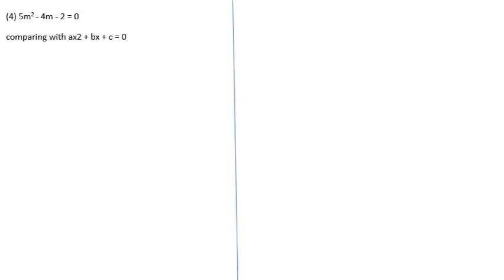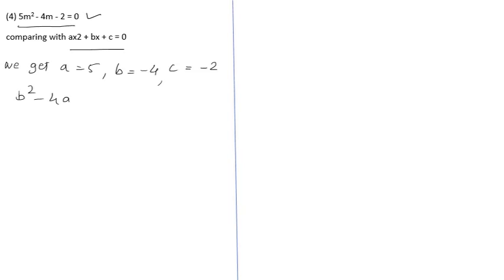Okay. Now see the fourth example of practice 2.4. Our first step is comparison. First, we have to compare this given equation with the general form. After comparing, here we get a equal to 5, b equal to minus 4, and c equal to minus 2. After that, second step, we find b square minus 4ac.